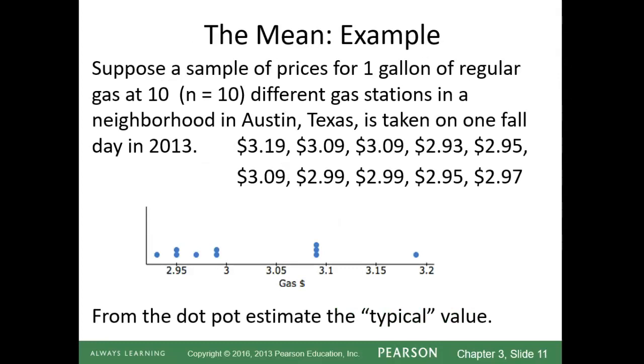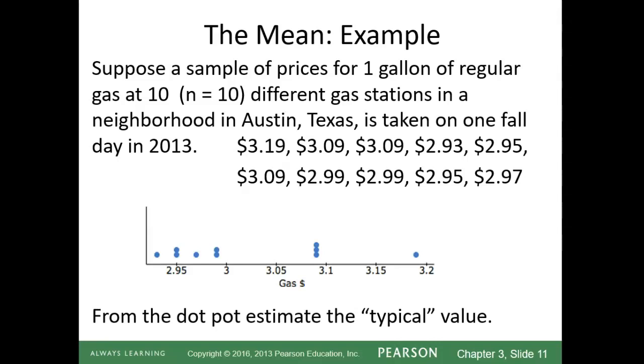X with a bar over it means the average of all the values. So I hope you can see this. Sometimes my little picture might get in the way and I might move it around a little bit, but we have a sample of the cost of 1 gallon of gas at 10 different gas stations in a neighborhood in Austin, Texas on a fall day in 2013.